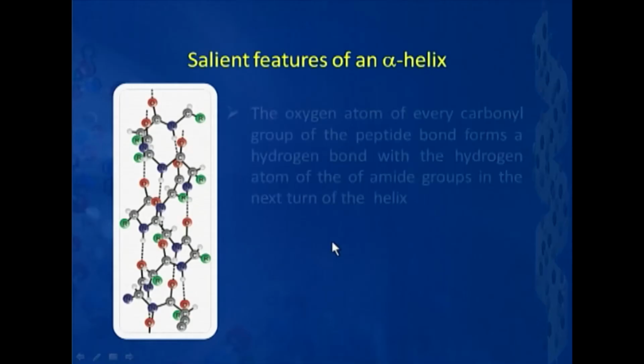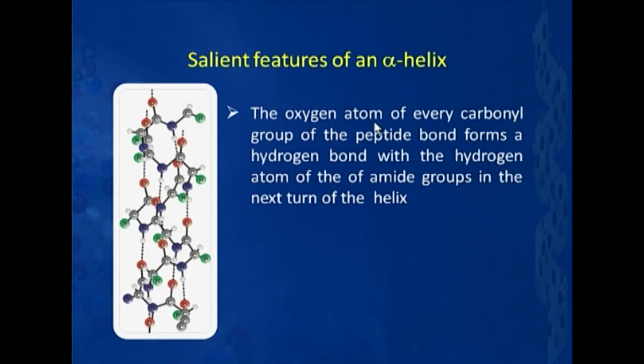Now, let us look at some of the salient features of an alpha helix. Firstly, the oxygen atom of every carbonyl group of the peptide bond forms a hydrogen bond with the hydrogen atom of an amide group in the next turn of the helix. Let us understand that first. Let us first understand what we mean by a helix. The protein alpha helix is a right-handed helix. What does it mean? It means the following.